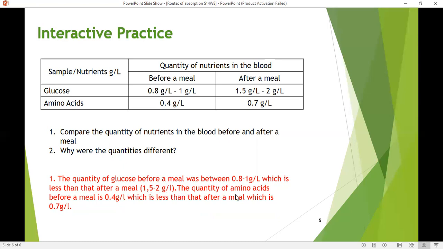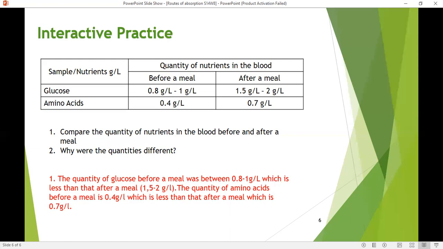But the quantity of the amino acids, as the table shows, before a meal is 0.40 grams per liter, which is also less than that after a meal, which is 0.7 gram per liter. So as we can see, the quantity of nutrients in the blood before the meal is less than after the meal.